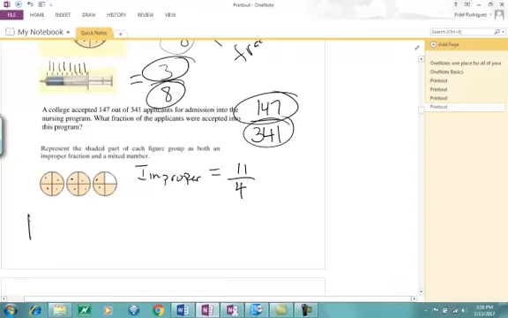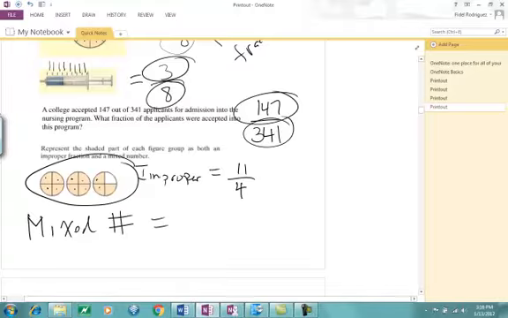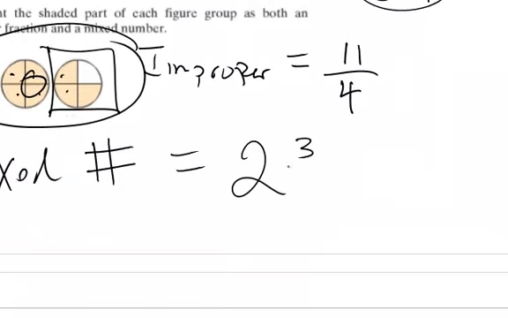Now a mixed number means that we're going to have a whole number plus a proper fraction. So when I look at this same picture, I notice that these 2 circles are completely shaded. In the third circle, we have 3 out of the 4 that are shaded.